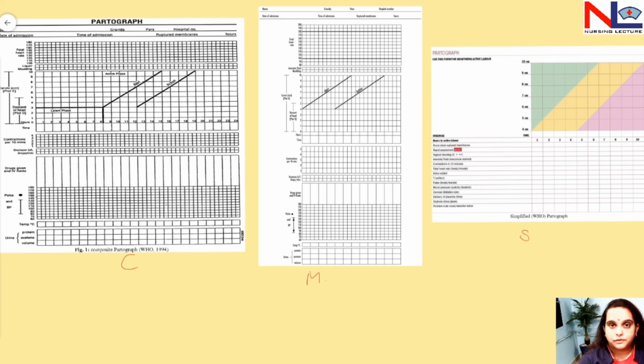So this partograph, or the graphical recording on a single sheet of paper, is a very important tool to see, in a woman in the first stage of labor, whether labor is going in a normal process or not, or how much it is deviating from the normal. So we can take appropriate or immediate intervention. I hope this will be helpful for you. Thank you.